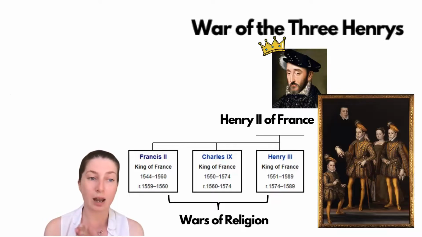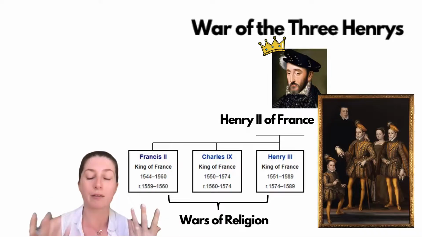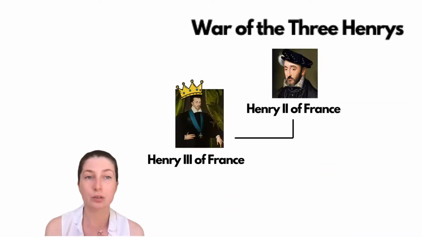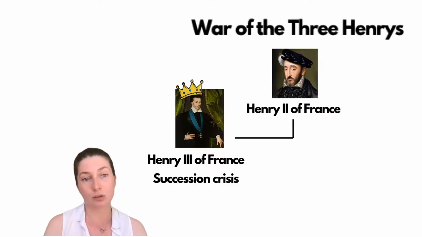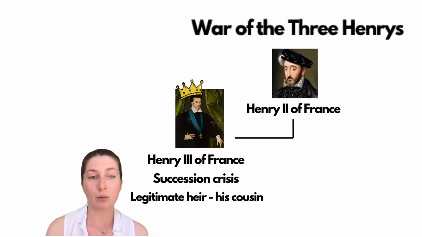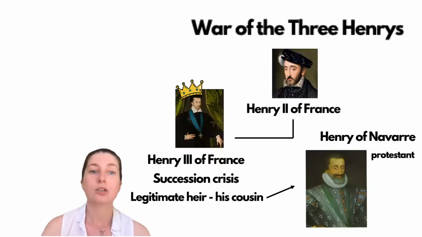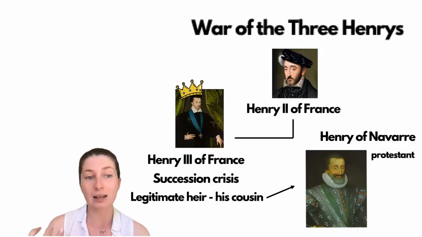Now, during all of this time, we have the wars of religion, because as we said, tension is bubbling, tension is boiling. We have the Guise family, we have all these different people who want to take control. And then Henry III himself causes an even greater succession crisis, because he doesn't have a child, he doesn't have an heir. And so his legitimate heir would be his cousin, Henry of Navarre. Now, Henry of Navarre, as I said previously, is of Bourbon lineage and was a Protestant. So this is what really sparked anger from the Catholic Guise family, because they absolutely did not want to have a Protestant man inherit the throne.